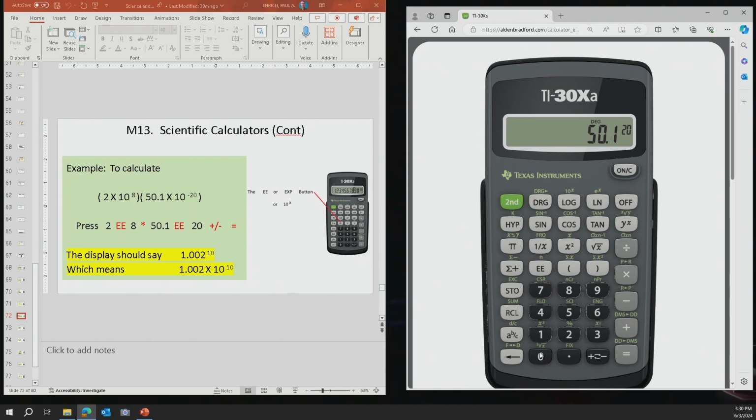No. What do I need? I need 50.1 times 10 to the negative 20th. So do you remember how to flip it? Okay, we're going to hit this button down here, and now that changes it to 50.1 times 10 to the negative 20th, and then press the equals button. And so I get 1.002 times 10 to the negative 10th power.